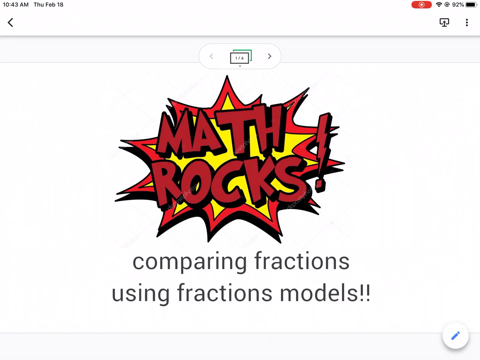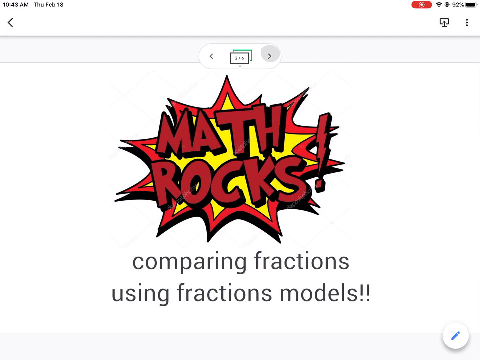Today's video is going to be all about comparing fractions, and we can compare fractions in a couple of different ways. Today we're going to use fraction models, those models that we've been drawing, to help us compare them, to see which one's bigger, which one's smaller. So today is all about comparing fractions using fraction models.